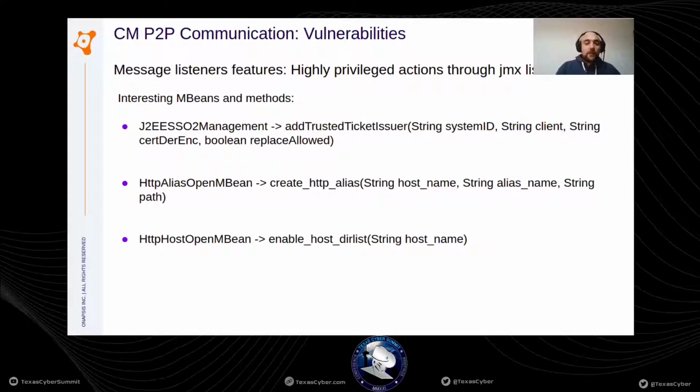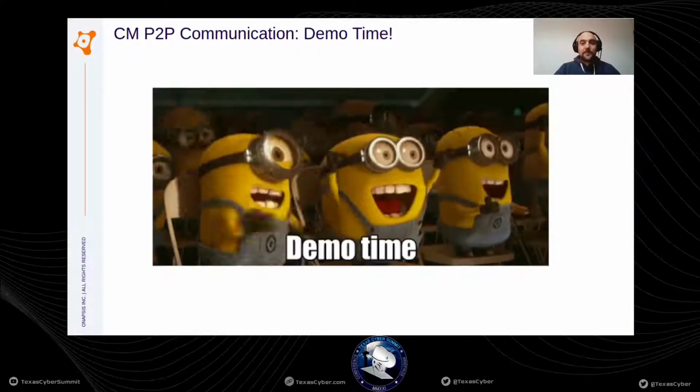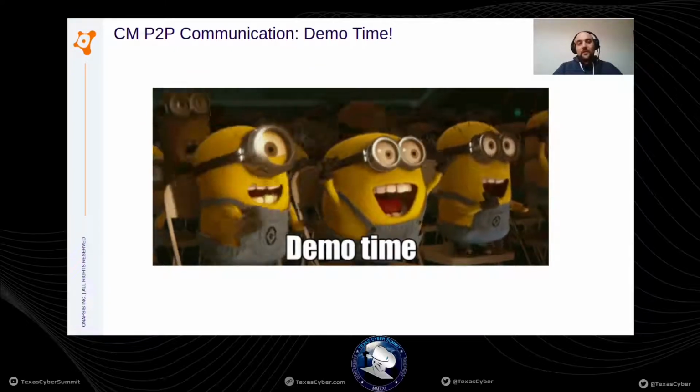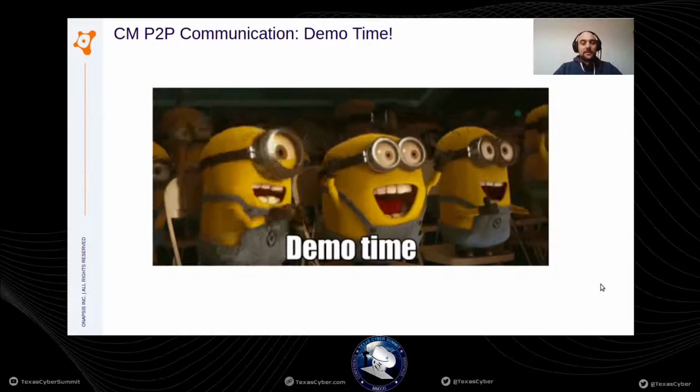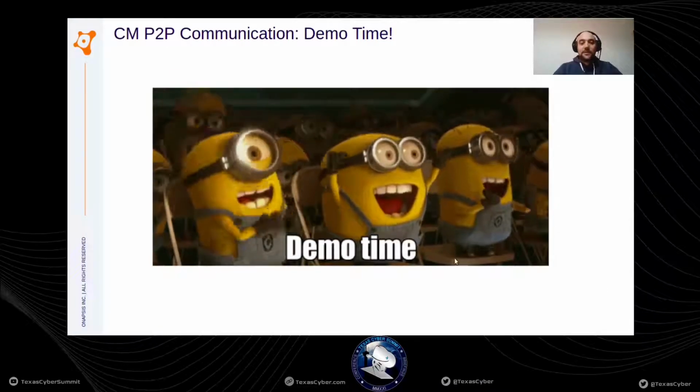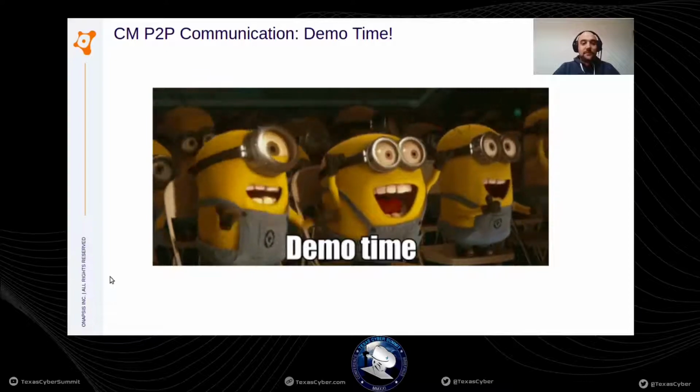And Pablo will talk about this configuration in the system, about creating HTTP aliases and enabling directory listings. This kind of configuration can be performed also through this cluster manager and its service listeners. Now we will show you a demo about this JMX listener and adding a trusted system to create single sign-on tickets.